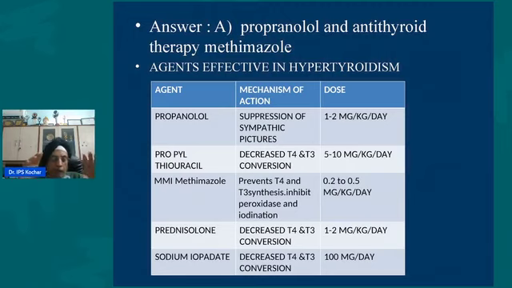Sodium ipodate also decreases T4. They are all acting to decrease T4 conversion at the periphery also. The dose is 100 milligram per day. Basically, prednisone and sodium ipodate are used more in thyroid crisis than in the general setting.